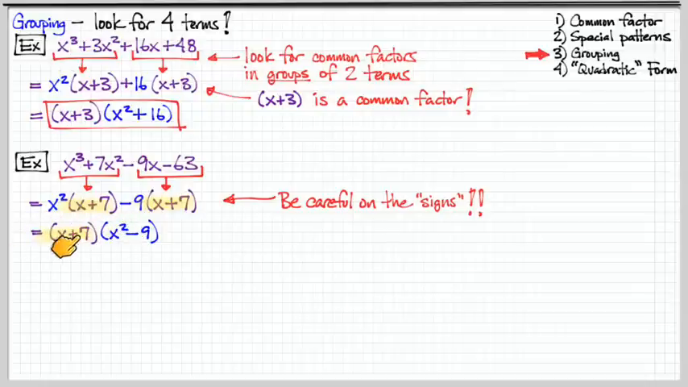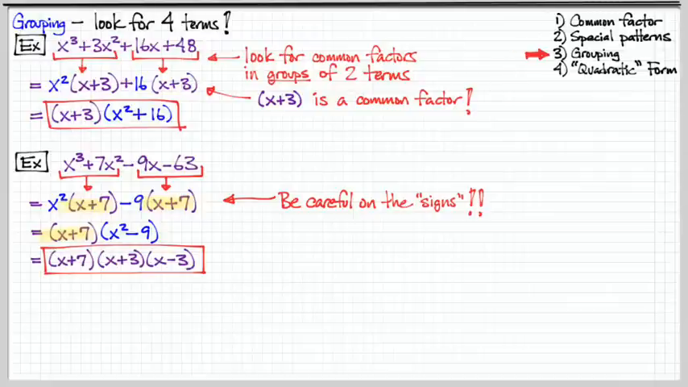Conveniently, we factor it out like that. And this is not our final answer because we can continue on. X squared minus 9 is our special pattern, difference of perfect squares, and we can now factor this down to x plus 7, x plus 3, x minus 3. So that's grouping.